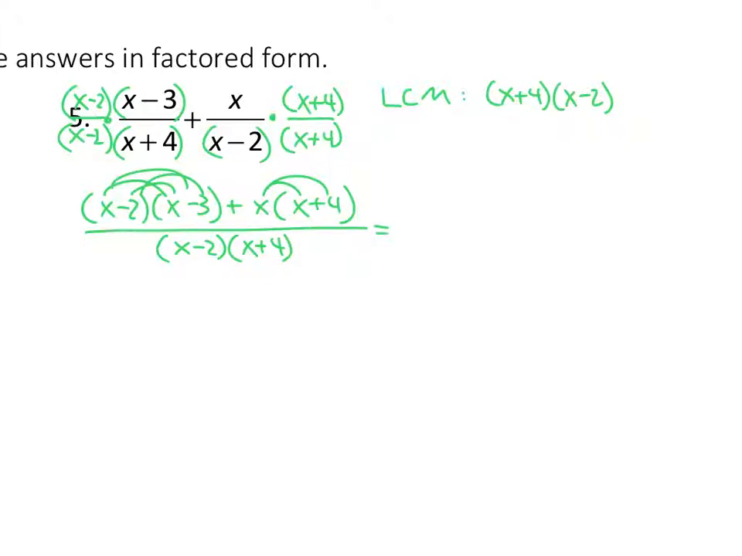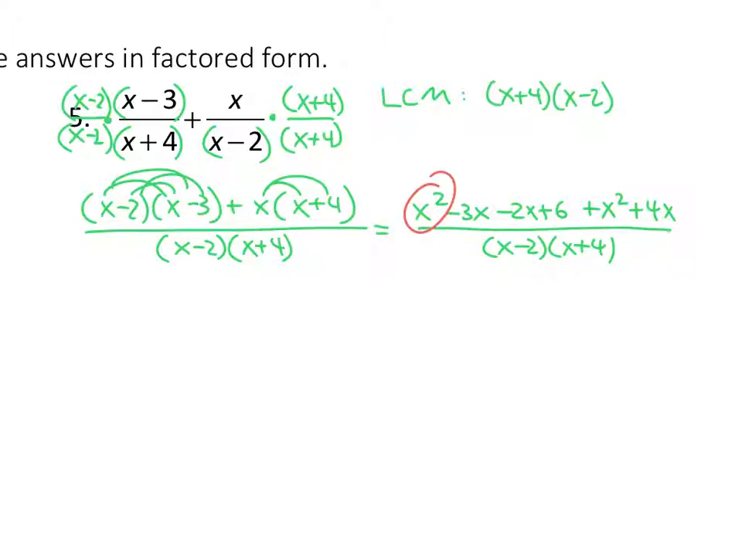So if I distribute in those first two binomials, I get x squared minus 3x minus 2x plus 6, and then distribute the x times the x plus 4, I get plus x squared plus 4x, and on the bottom, I'm just going to leave x minus 2 times x plus 4. And now I have quite a few like terms that I can combine.